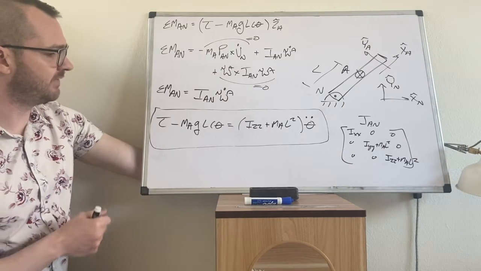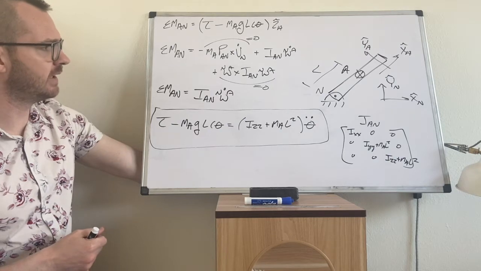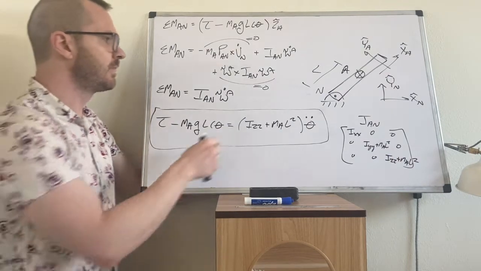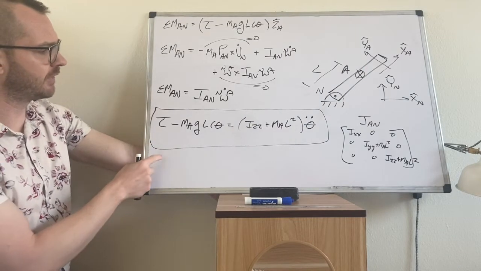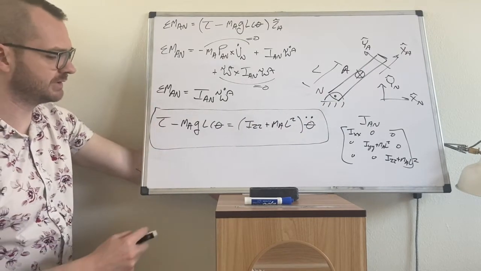Okay, so that's it for this video. We're going to be making another one soon with pendulums attached to other things. But for now, here you go. There was 1 degree of freedom, so 1 second-order differential equation.